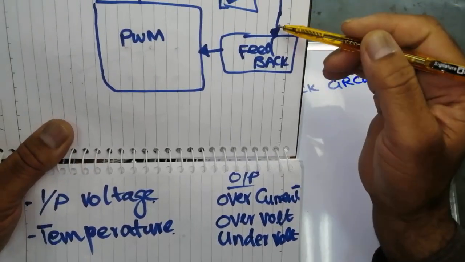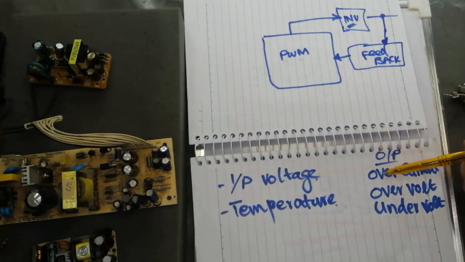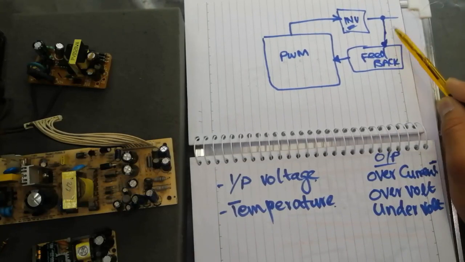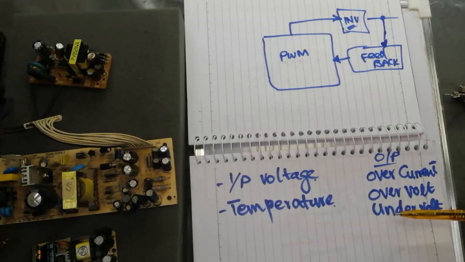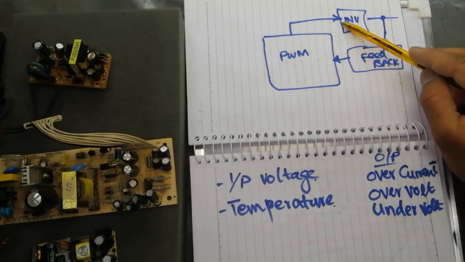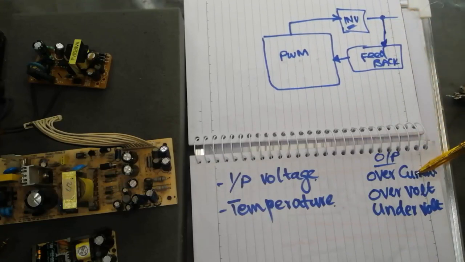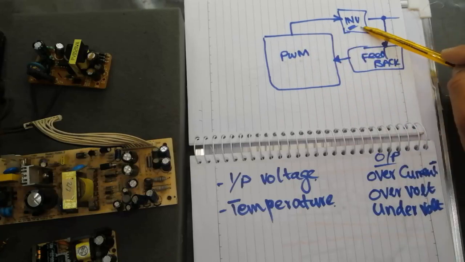Output current: this system can sense output current. If the output current increases, the resultant voltage will decrease. That means overcurrent will cause undervoltage. When under voltage occurs, this system will give feedback to increase the conduction level to take extra output, to compensate the overcurrent and maintain the voltage level. If the voltage level is higher than the required level, then this feedback circuit will give negative feedback to the pulse width modulator to decrease the switching level.